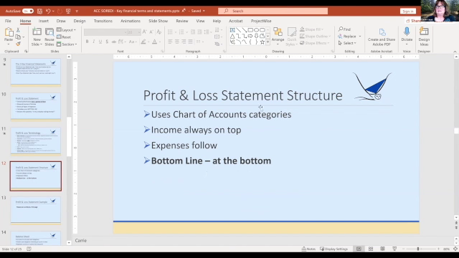The profit and loss statement is structured in two chunks. The income is always on top, and the expenses are always on the bottom. So let me pull up the workbook that you have. If you look in your workbook on page 1, the workbook is a profit and loss statement. So let me pull that up.